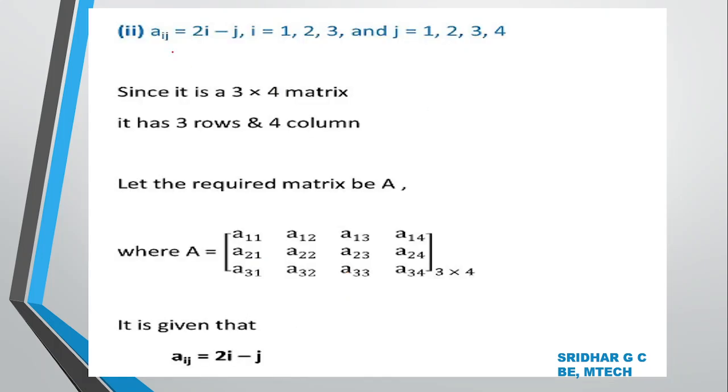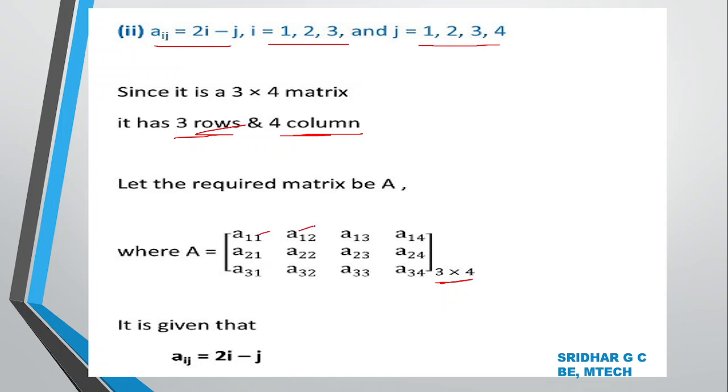Next problem. Here they have given the equation Aij is 2i minus j. They have given the values for i equals 1 2 3. Here they have not given the order of the matrix, they have given the numbers. So i equals 1 2 3 and j equals 1 2 3 4. Here only you can understand: i indicates rows, j indicates columns. So that means 1 2 3, it will be 3 rows and 4 columns. So the order will become 3 cross 4. So first write the order of the matrix, the basic one.